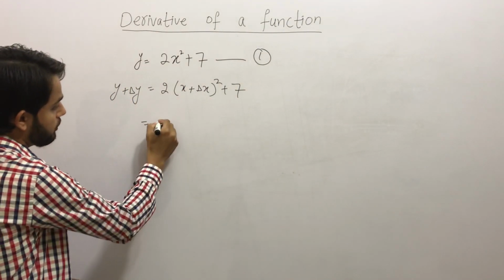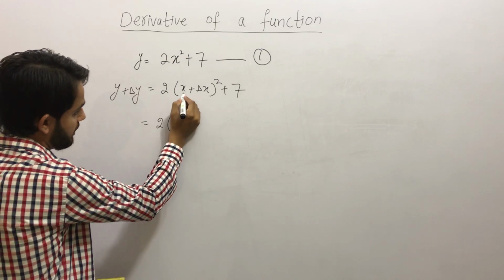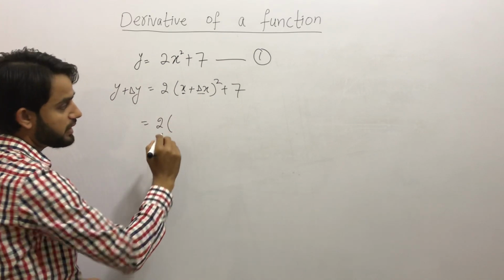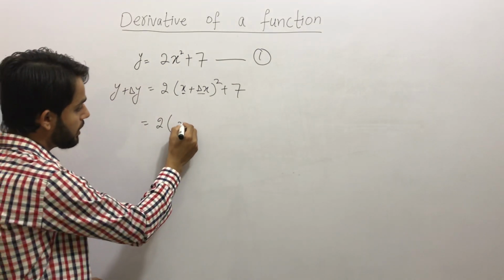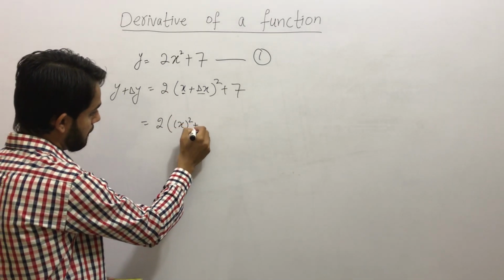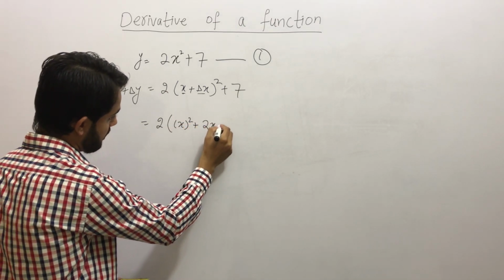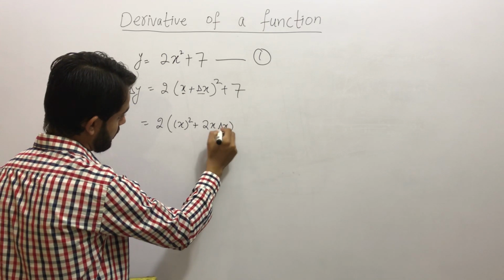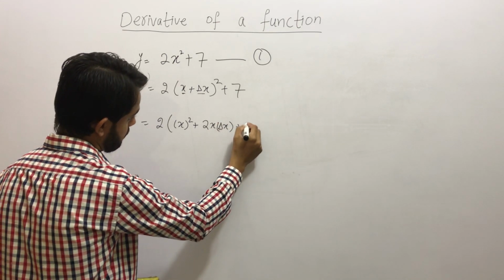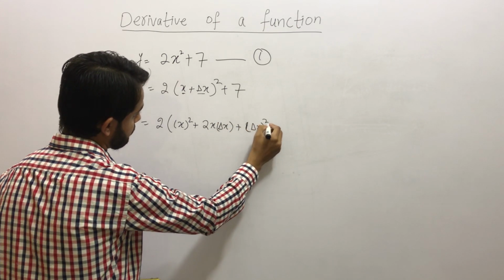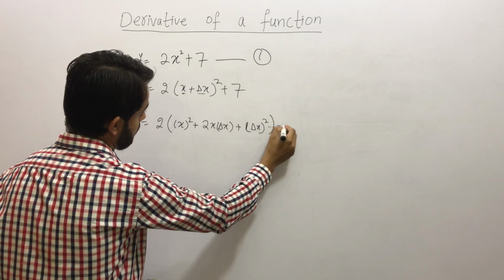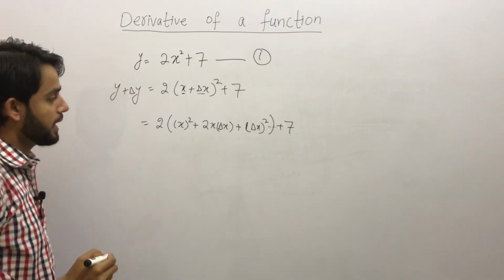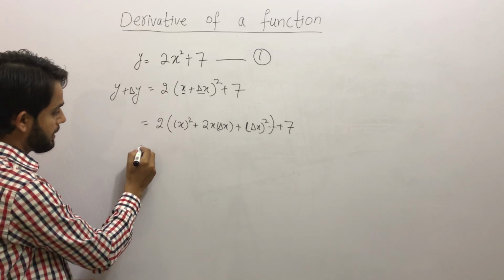Okay, now we are going to simplify this. We know that over here this is your a, this is your b. So (a + b) whole square will be what? a square plus 2ab plus b square plus 7. Now we will solve this step a little further.